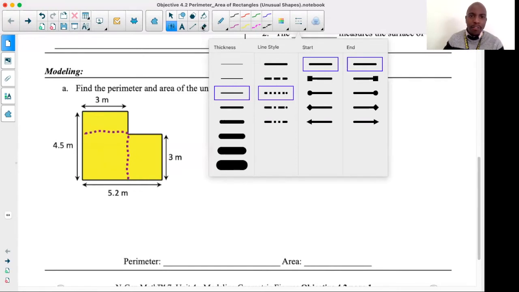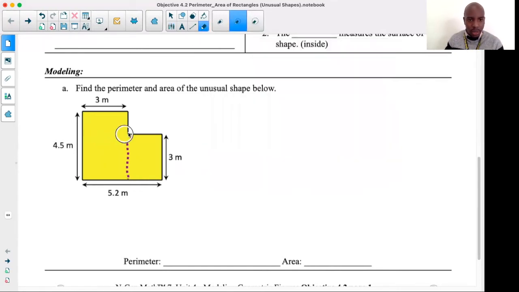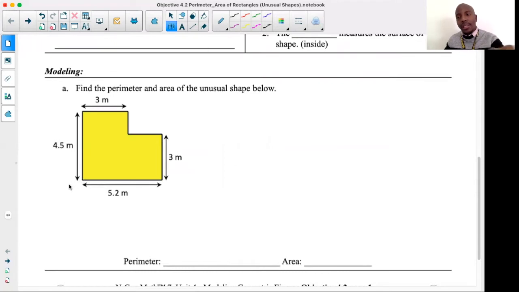Before I go to deal with cutting it, though, let's talk about the perimeter. We know perimeter is all the outside, while area is all the inside. The way I'm going to calculate the perimeter is I'm going to add up all the sides. So 3. Oh, let me get rid of that. My apologies. I'm going to change it back to solid.